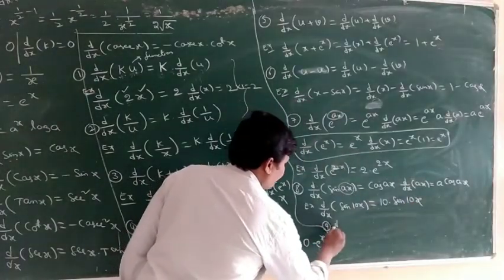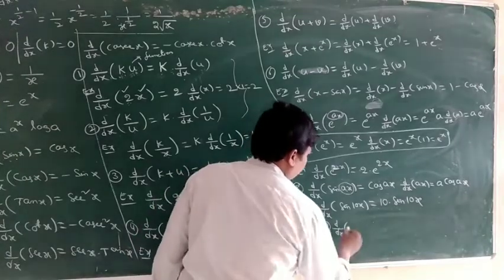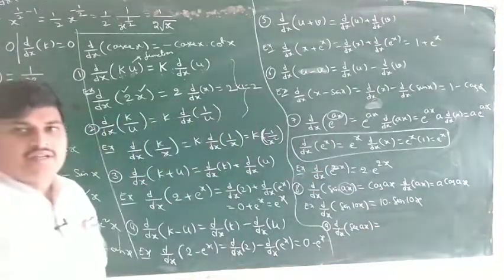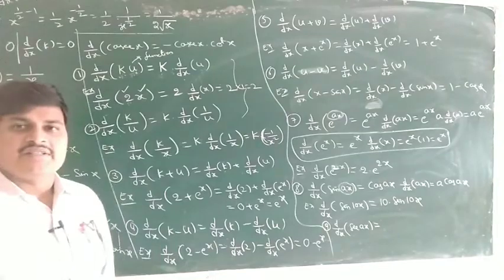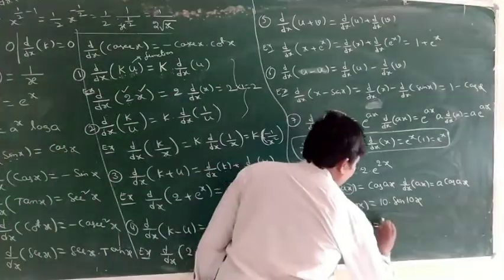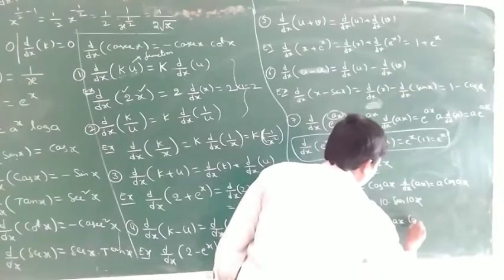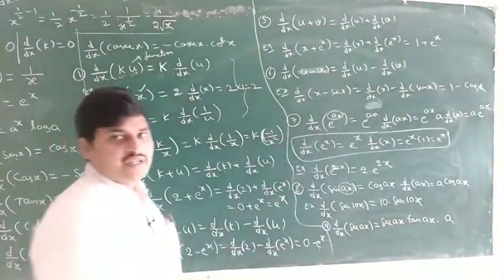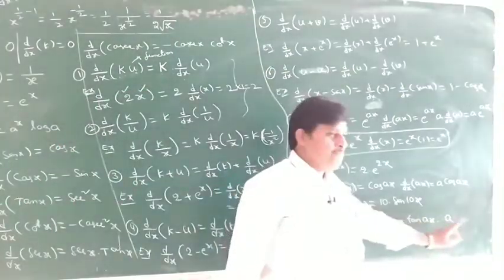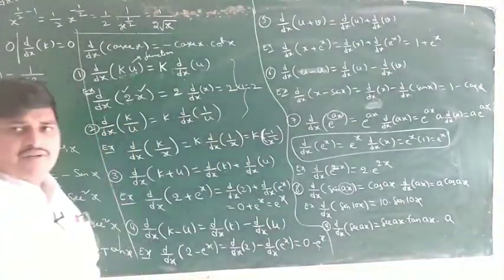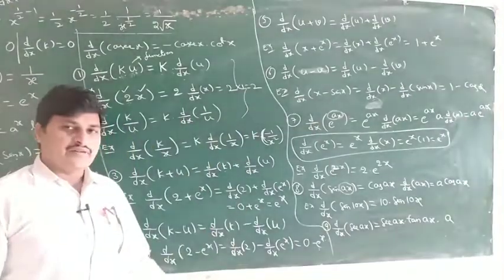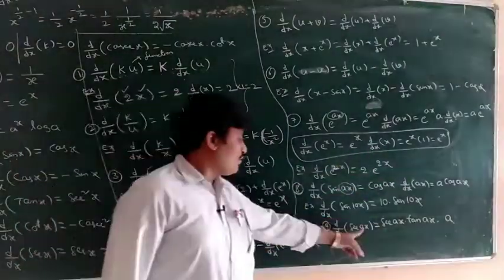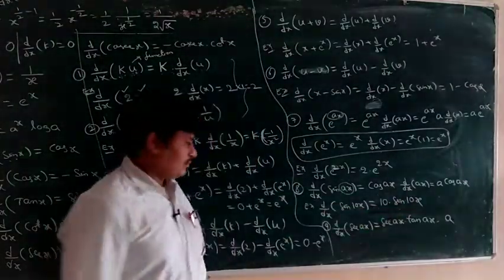Next, the last one: d by dx of secant ax. What is the derivative of secant x? The derivative of secant x is secant x into tan x. The derivative of secant ax is secant ax into tan ax into a, because the derivative of ax is a. It is compulsory. Secant ax, tan x alone is not correct; into the derivative of ax.